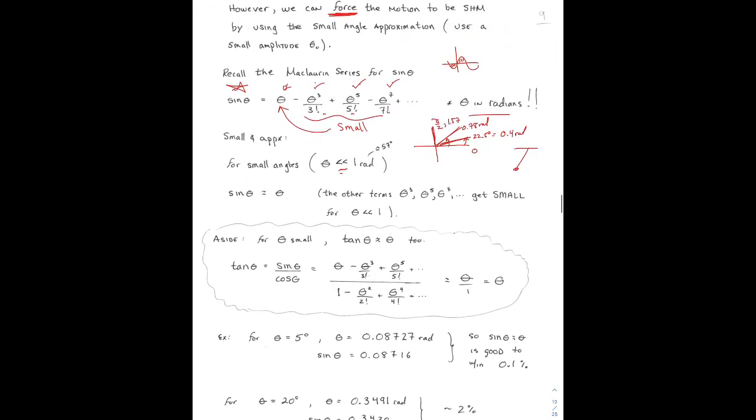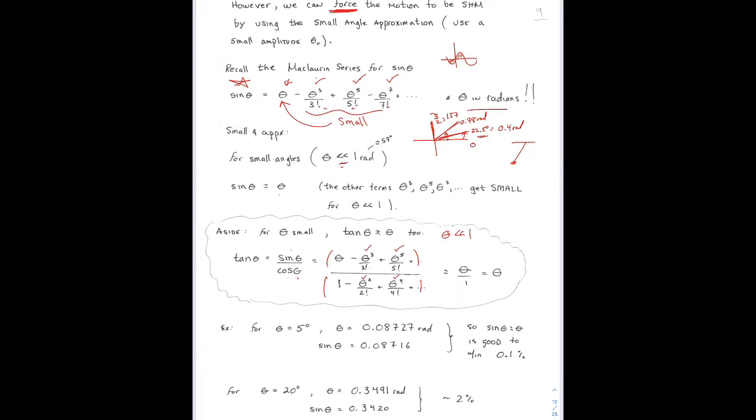So let's go back here. As long as the angles are small, much less than 22 degrees, then sine theta is approximately equal to theta. Now, as an aside, the other small angle approximation you'll see, especially next semester, is not only is sine theta approximately equal to theta, but it's also approximately equal to tangent theta, because tangent is sine over cosine.